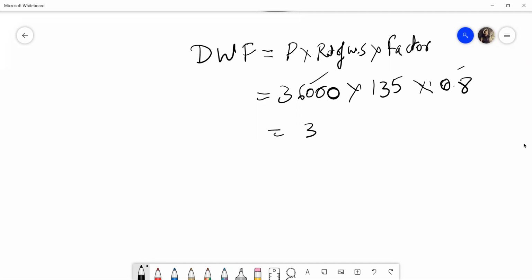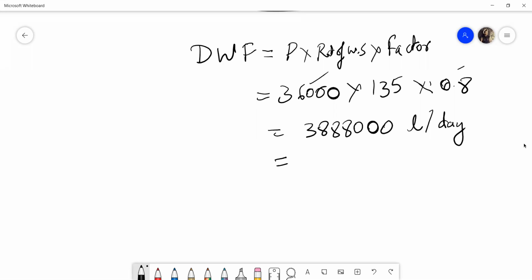So how much is it? 38,88,000 liters per day. Now we have to convert this into meter cube per second. Convert it and tell me the answer. We have done this in the previous class. What will be the dry weather flow in meter cube per second?